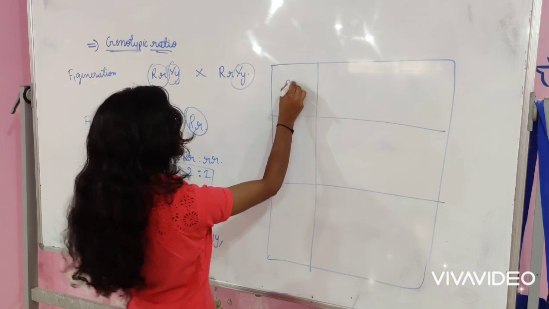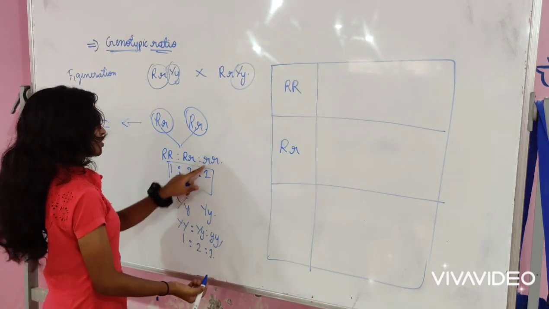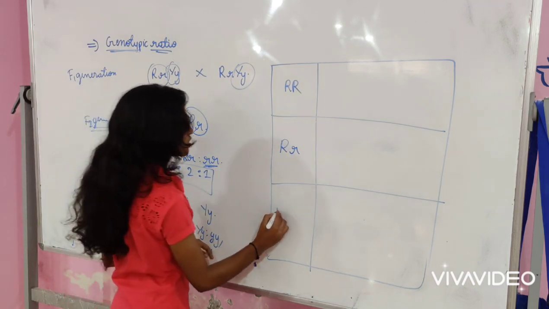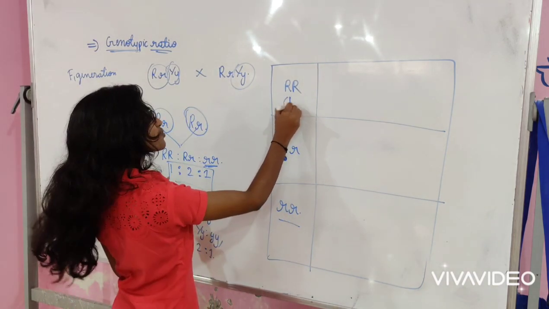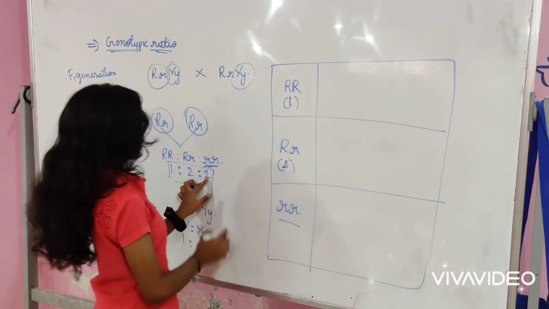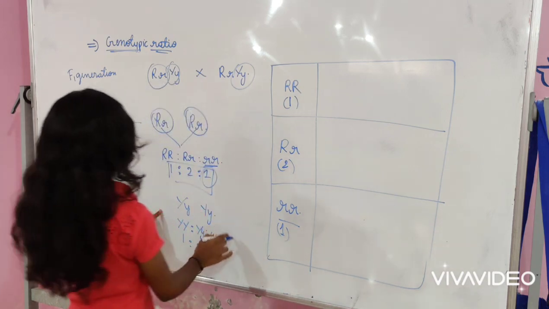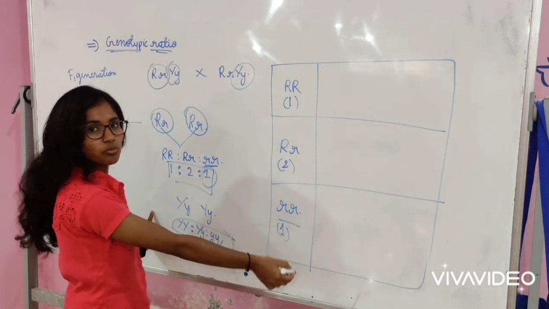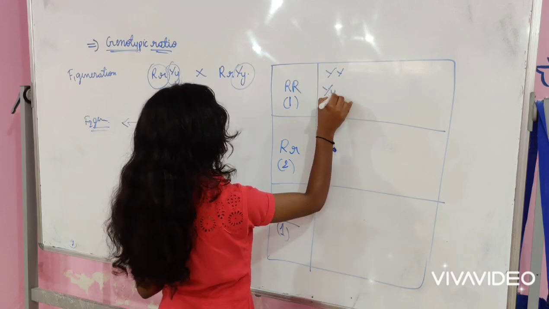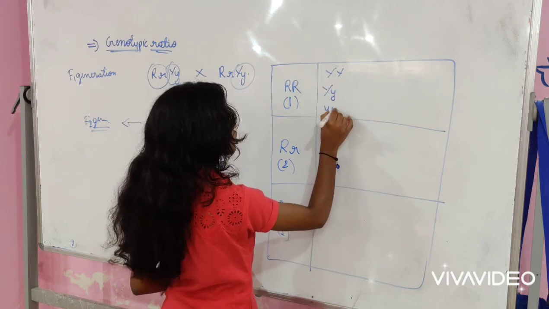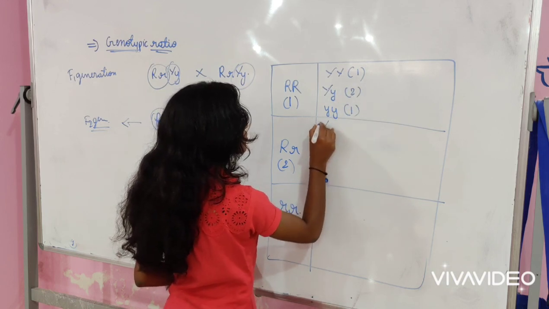I'll take R, this capital R here, and capital R small r here, and this small r here. Okay. So this ratio was 1, and this ratio was 2, and this ratio was 1 again. So it will be 1. I'll take this Y over here in all the boxes: capital Y, capital Y, small y, small y, small y. This was 1, 2, 1.